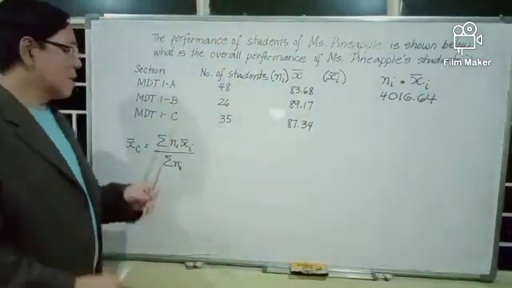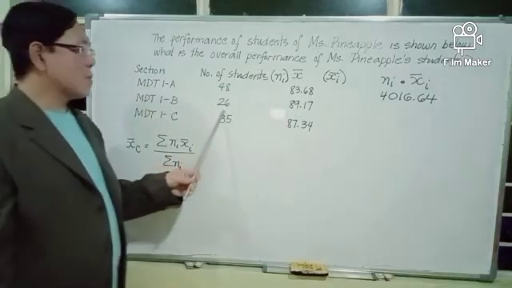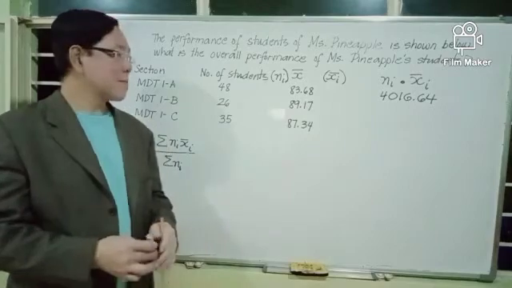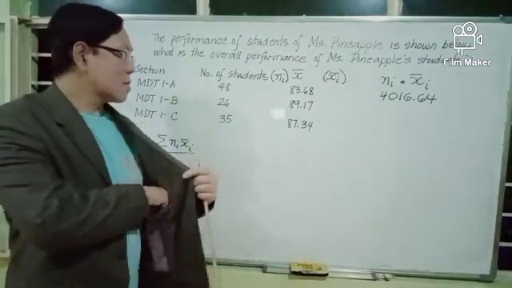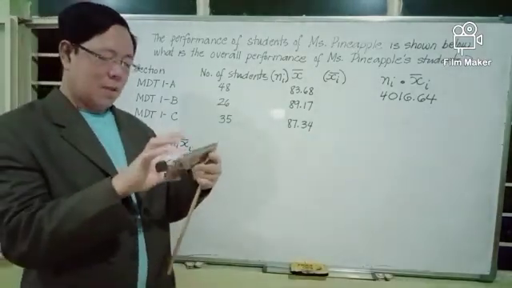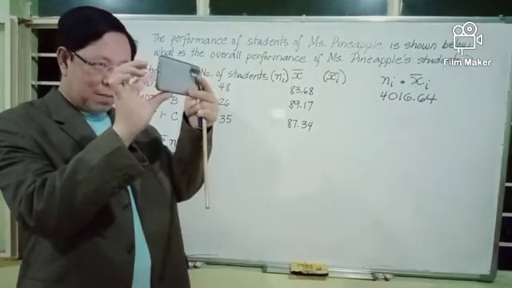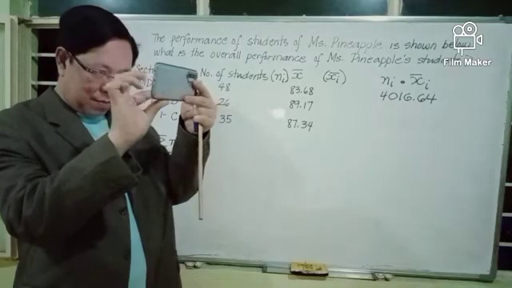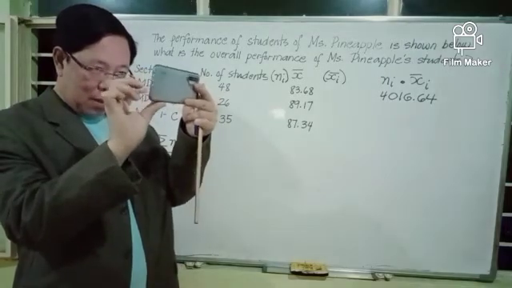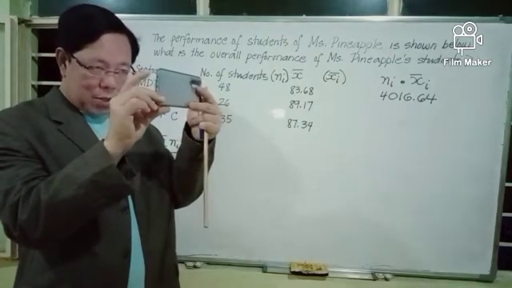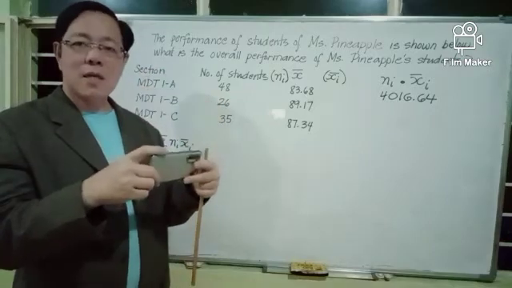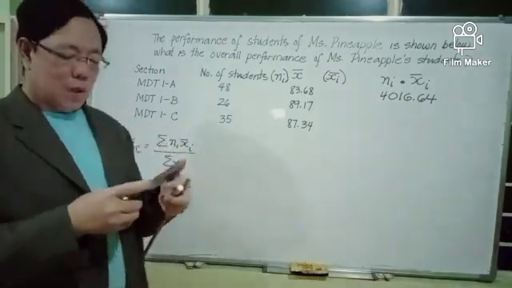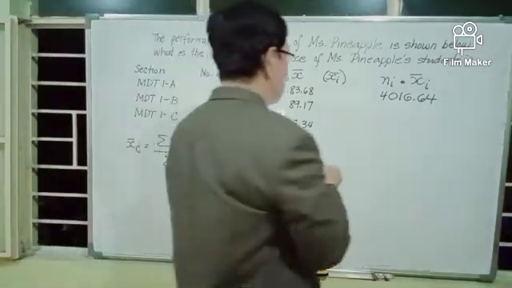For the second section, MBT 1B, we multiply 26 by 89.17. 26 multiplied by 89.17. And you should get 2,318.42.